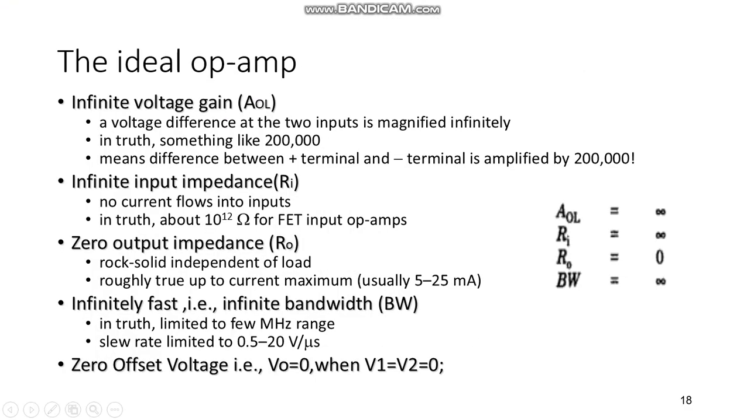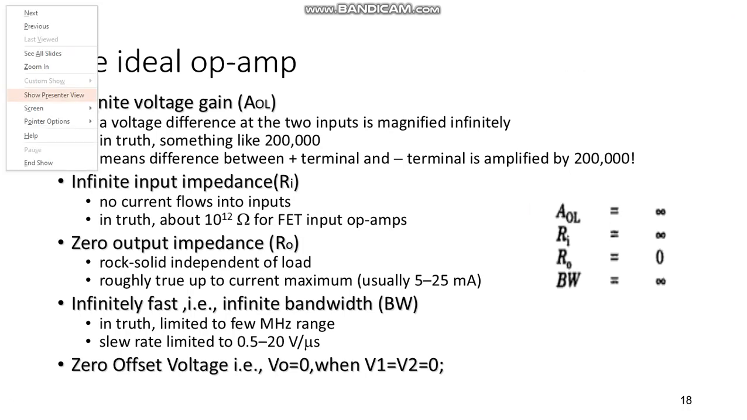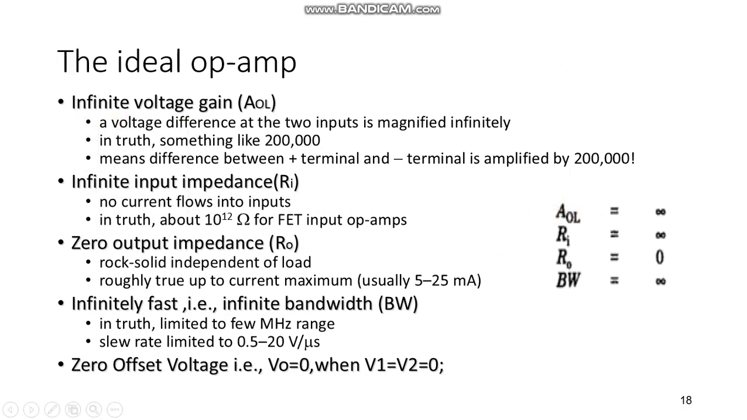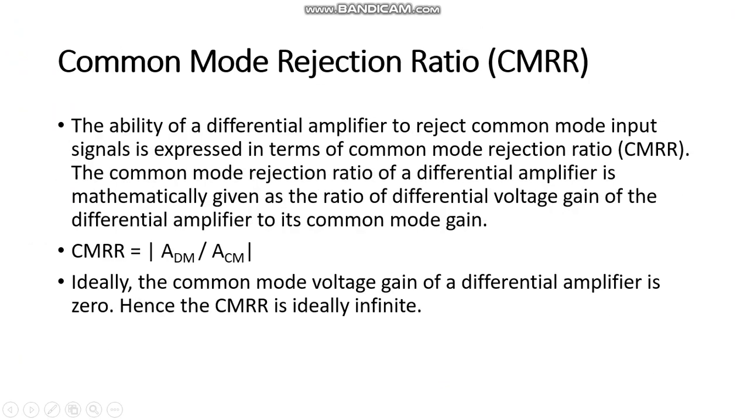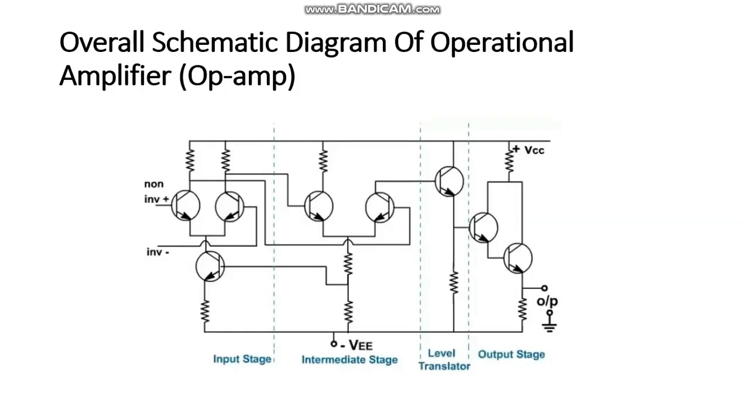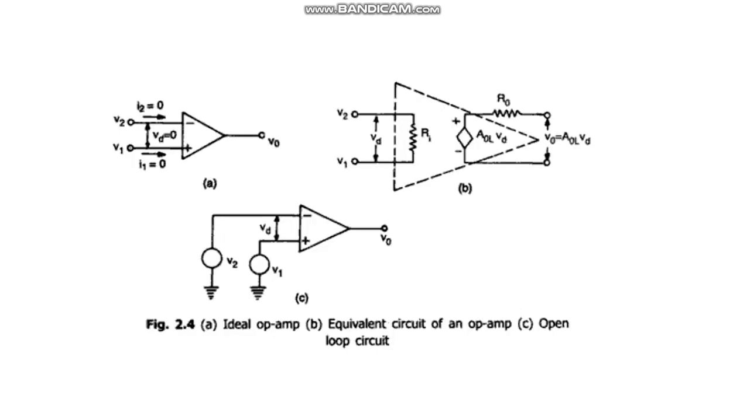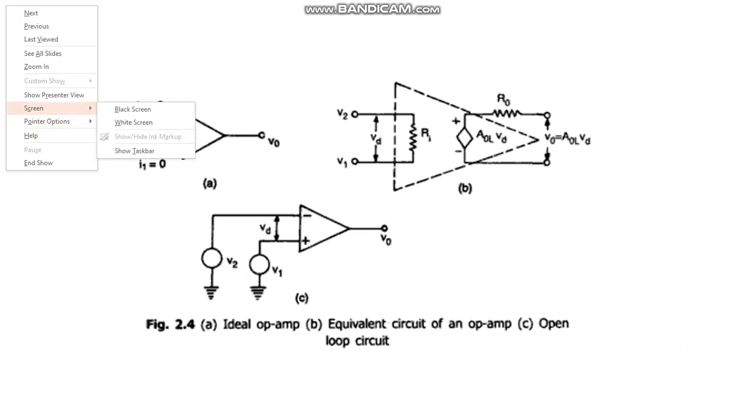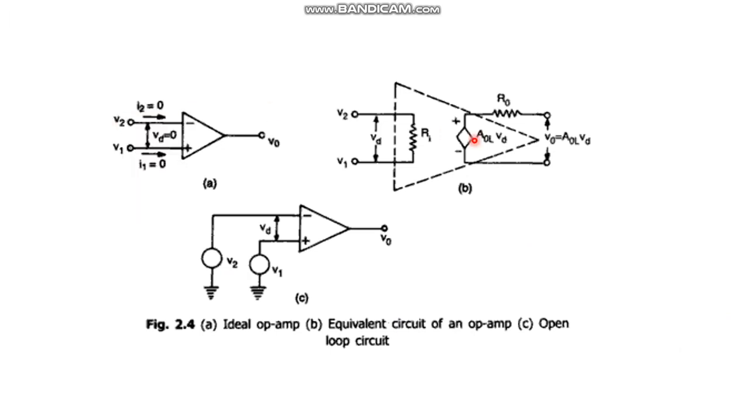Ideal op-amp characteristics: open loop gain is infinity. You have already seen this open loop gain. Where is it? Somewhere, this one. Okay, so this is open loop gain, AOL. This open loop gain should be infinity.